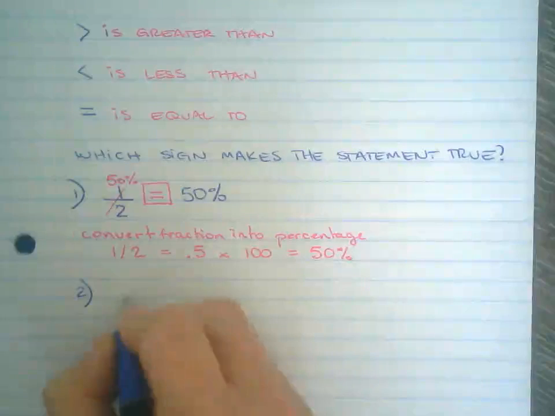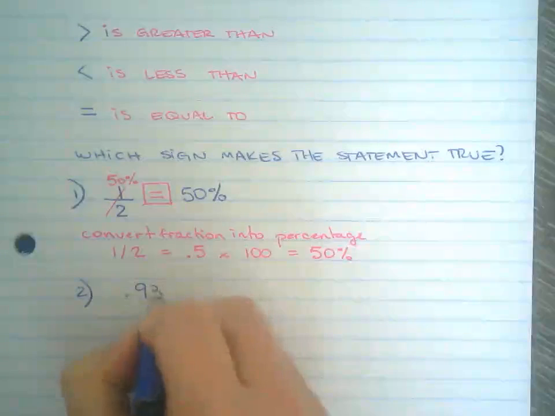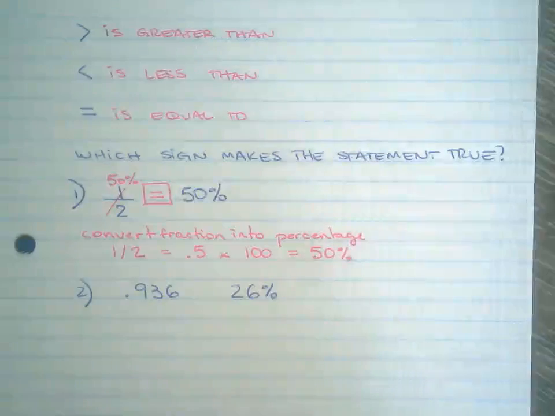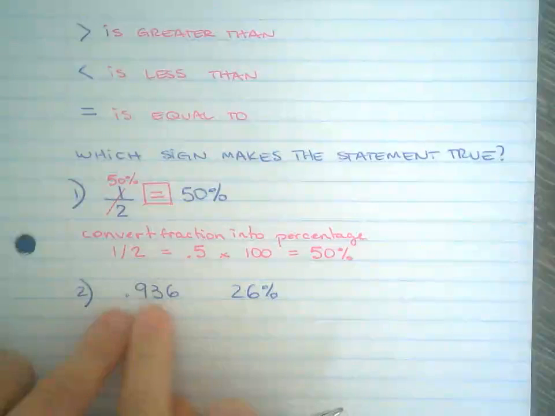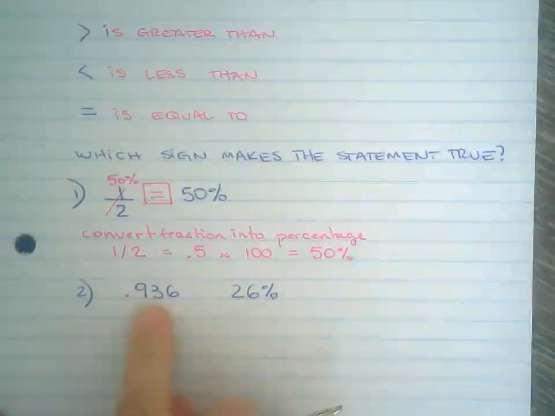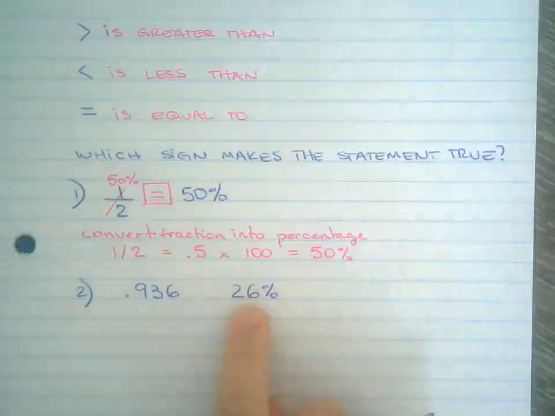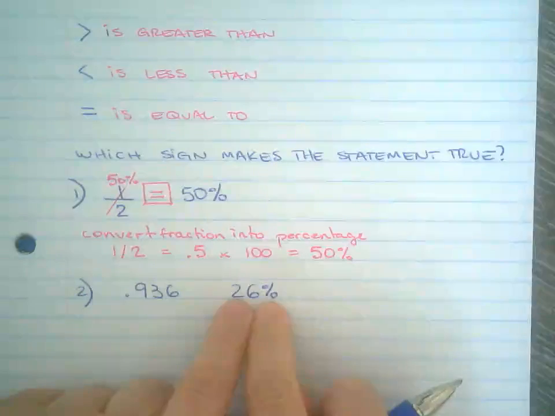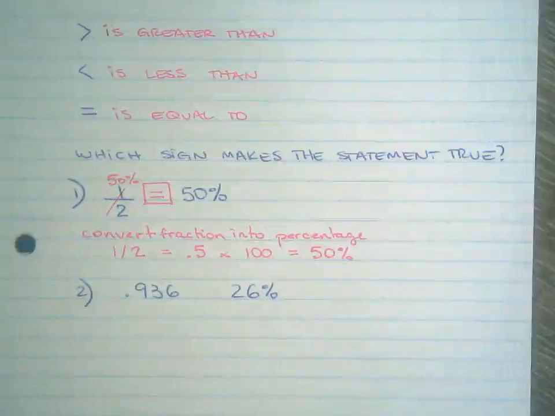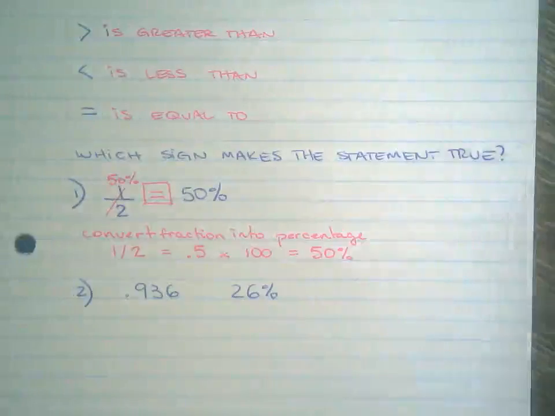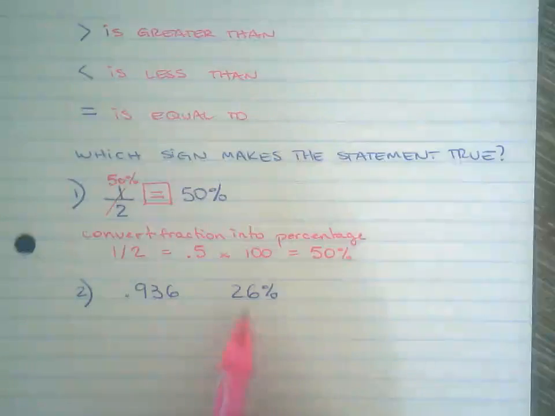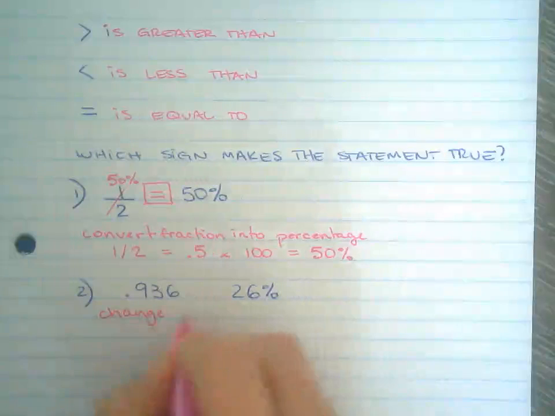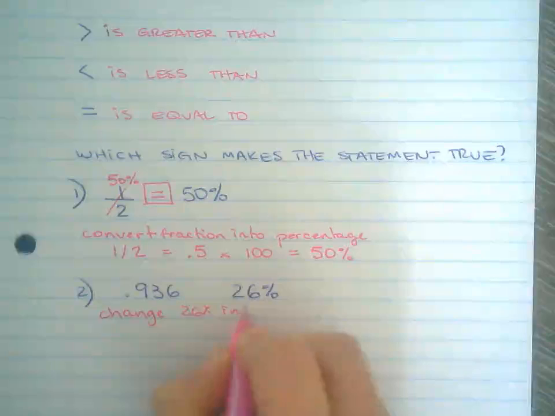So let's say that we have 0.936 compared to 26%. Notice that now I don't have a fraction, I have a decimal, so part of my problem has been resolved. This one is a percentage. So we can change this one into percentage, or we can change this one into decimal. Whichever way you choose, just stick to it. Me personally, I want to change this guy into a decimal. So I'm going to change 26% into a decimal.